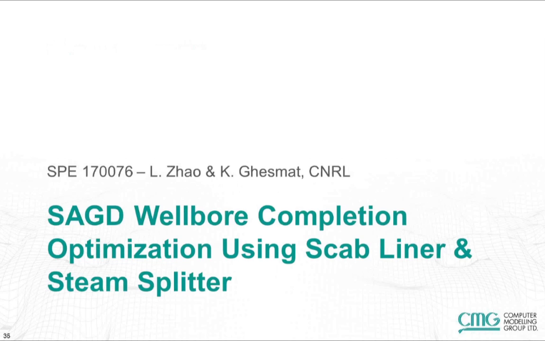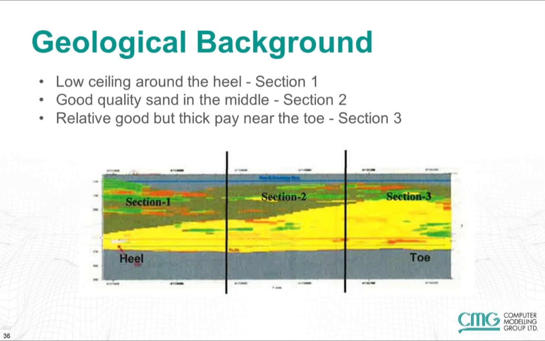The first case study was undertaken by CNRL, and the details can be found in the SPE paper mentioned. This is quite an interesting case. As you can see in this slide here, you can see the 2D slice of the reservoir. There's low sealing around the heel, good quality sand in the middle, and relatively good but thick pay near the toe. So in this case, the authors had to customize the well completion to address this heterogeneity that we see in this section.